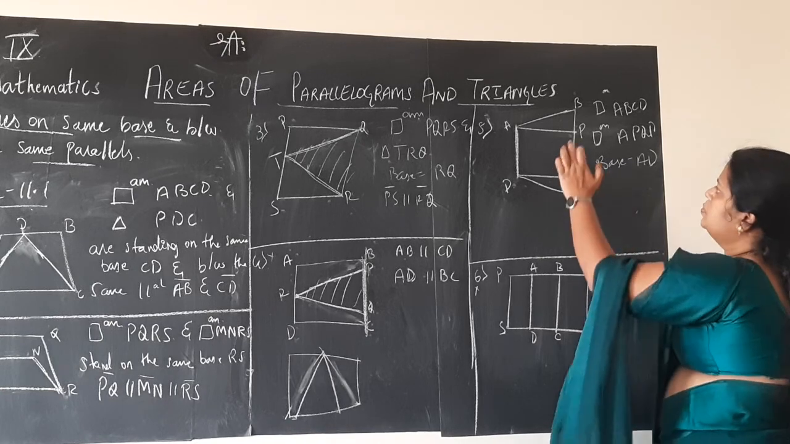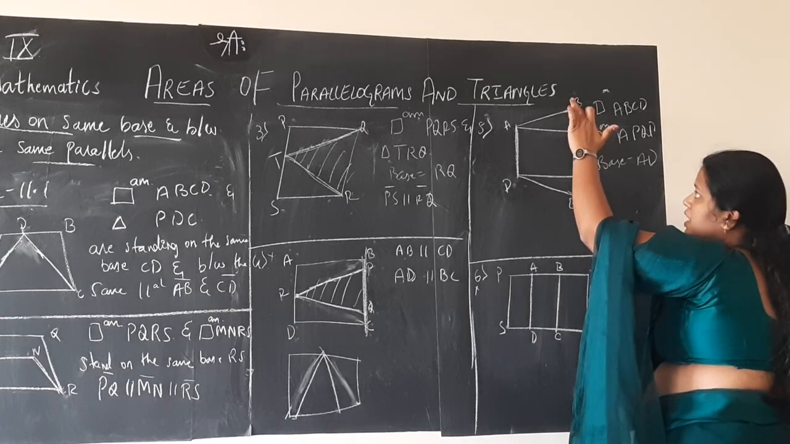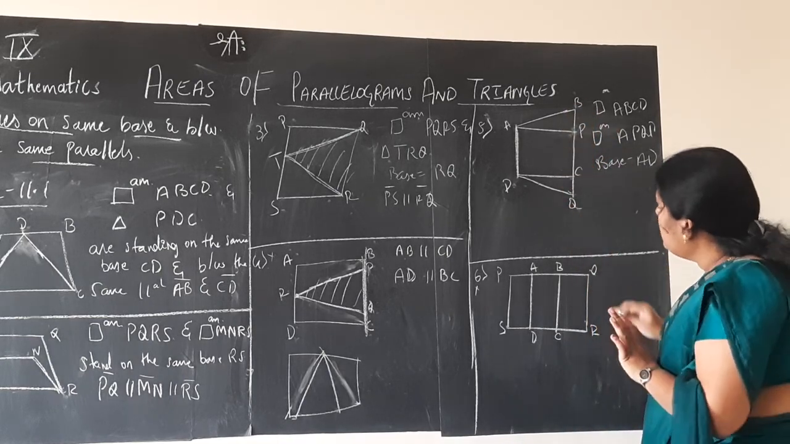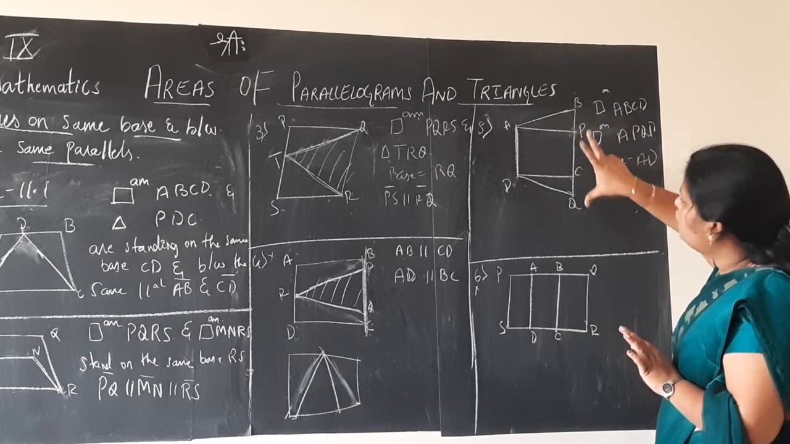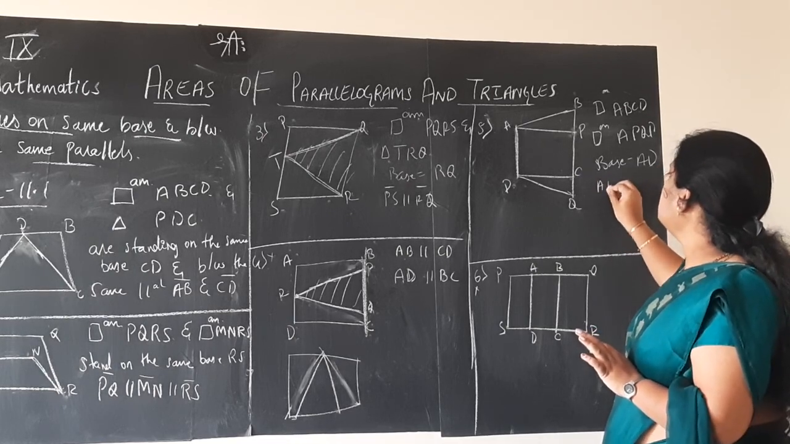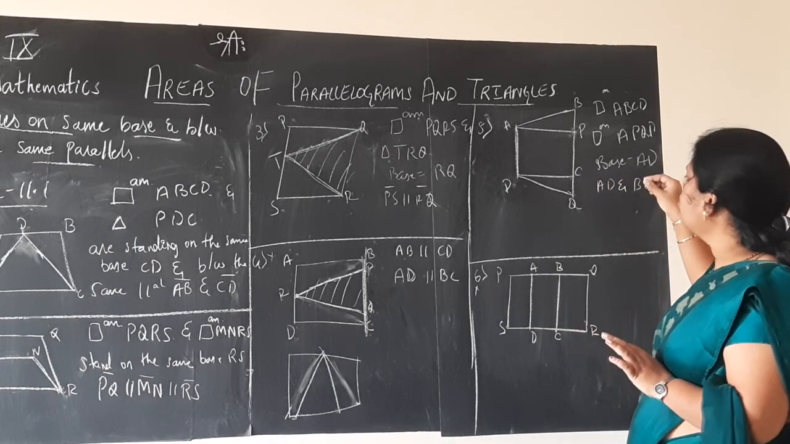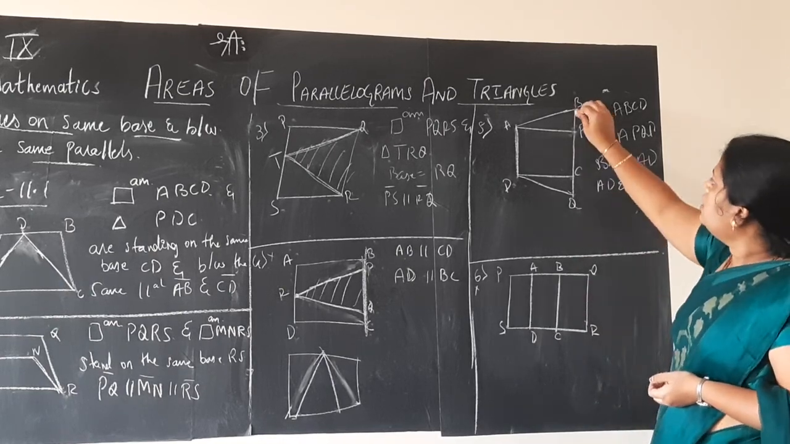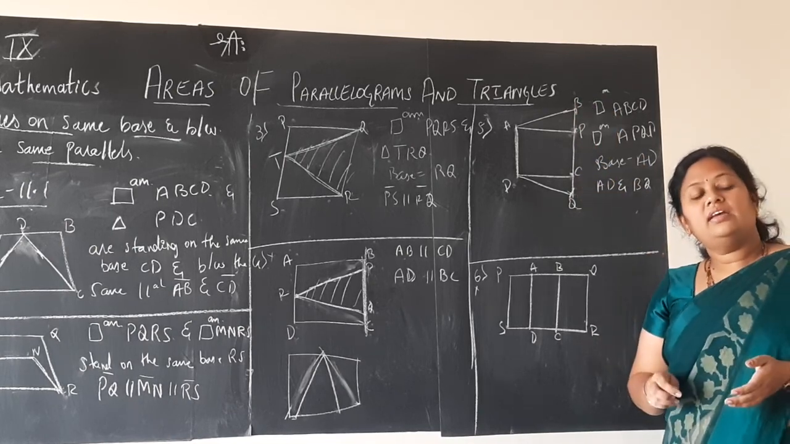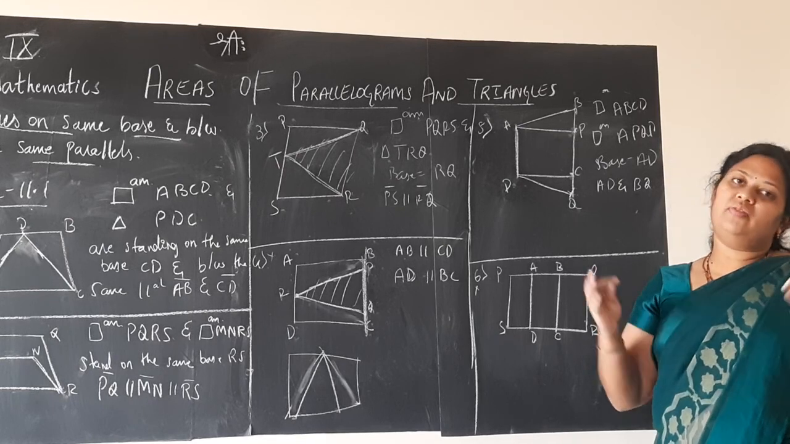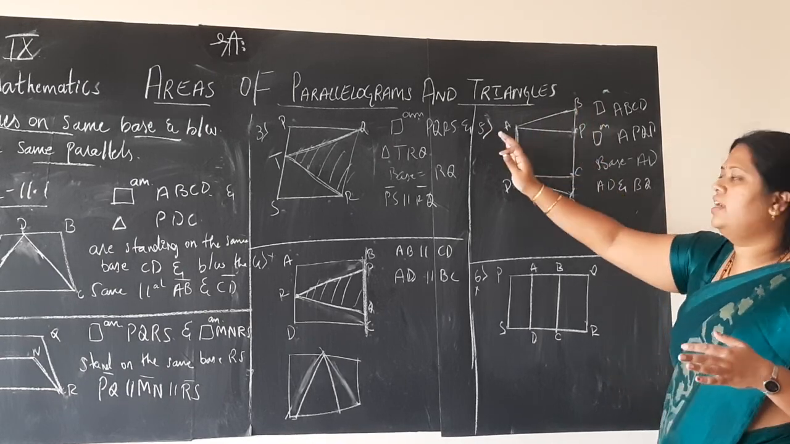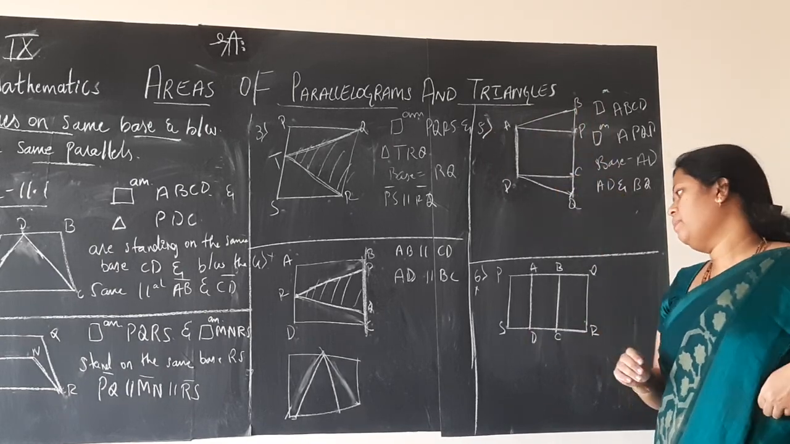Again, since the points B, P, C, Q all lie on the same line, we say this whole line is nothing but BQ. So both the parallelograms are standing on the same base and between the same parallels AD and BQ, or BC, anything you can take. If all the points are lying on the same line, then we can say they are between the same parallels. So the same base is AD, and the parallels are these two sides. So they are lying on the same base and between the same parallels.